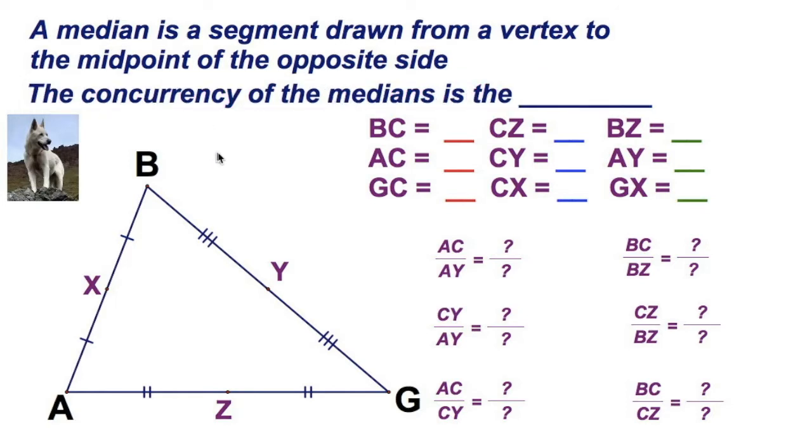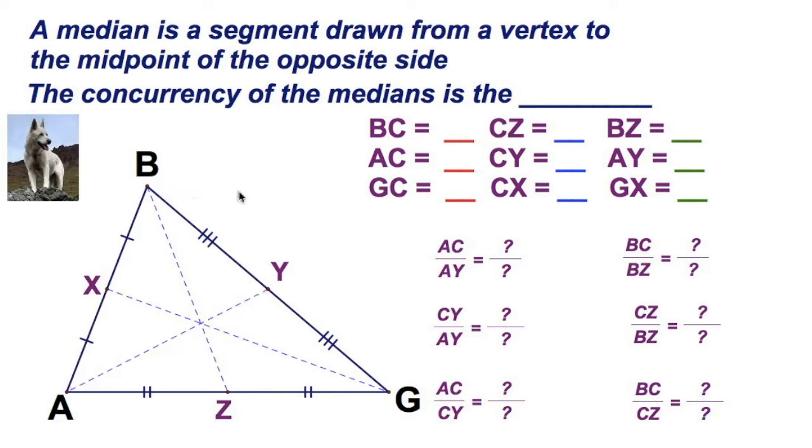It's a segment drawn from a vertex. So B is a vertex, and I'm going to draw it to the midpoint Z. C is a vertex. I will draw it to the midpoint X of the opposite side, right there. And A is a vertex, and of course, I'm going to draw to the midpoint of the opposite side BC, the midpoint's Y.